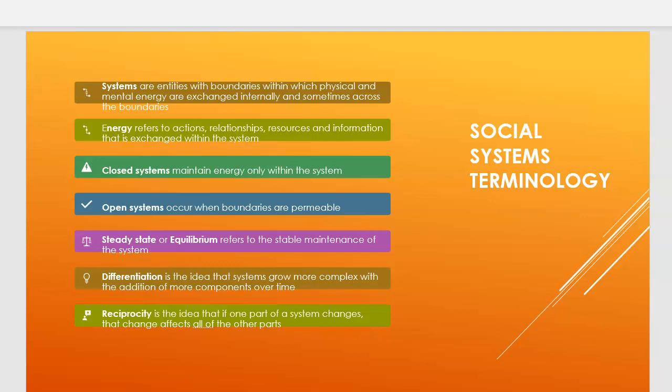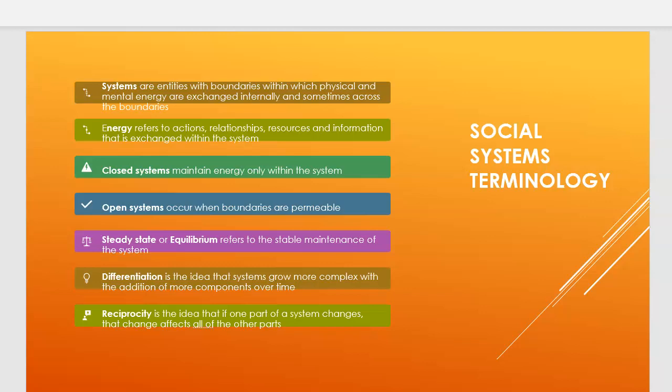In contrast, an open system occurs when there are energy exchanges. Maybe that same family is functioning differently at some point, and they do have relationships with other people. They do include extended family. They have more relationships with others in their neighborhood and community. They engage in community activities and so forth.